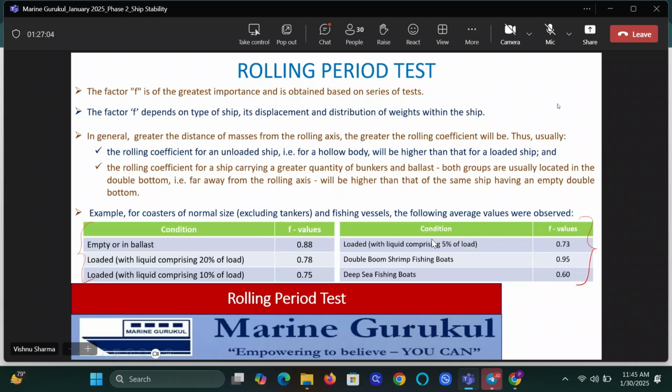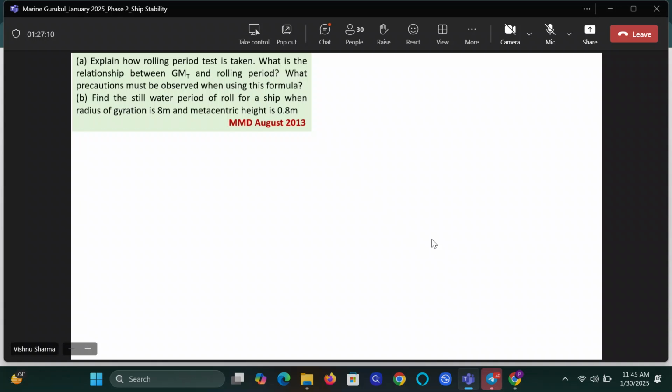No, sir. Now, guys, before we continue further, I'll continue the rolling test later on. Then let's have these couple of numericals. Explain how the rolling period test is taken — we'll cover that in a while. What is the relationship between GM and rolling period? We just did it. What precautions must be observed when using this formula? We'll do that in a while.